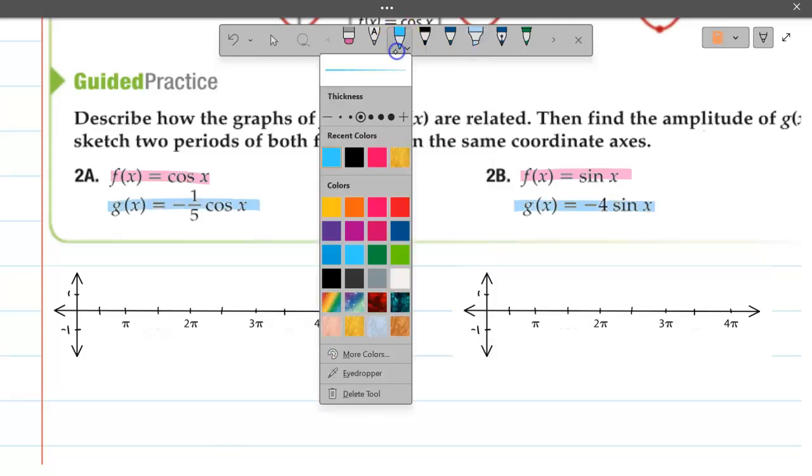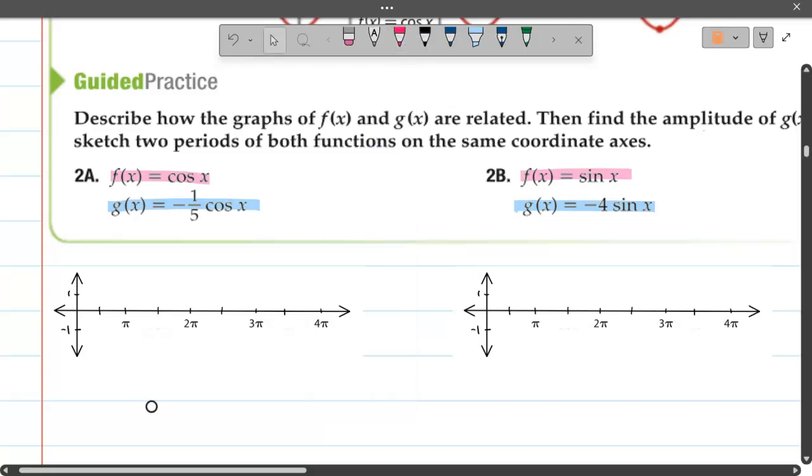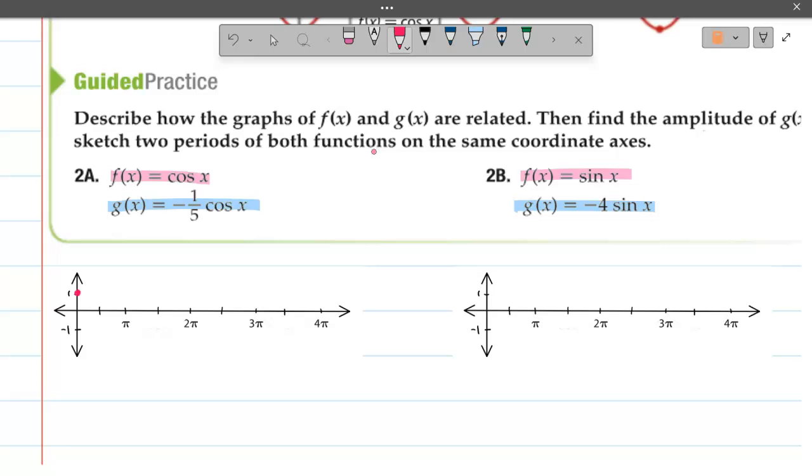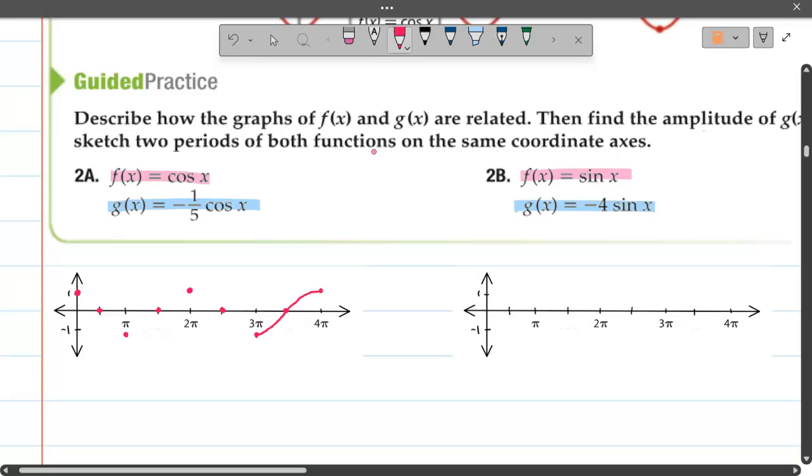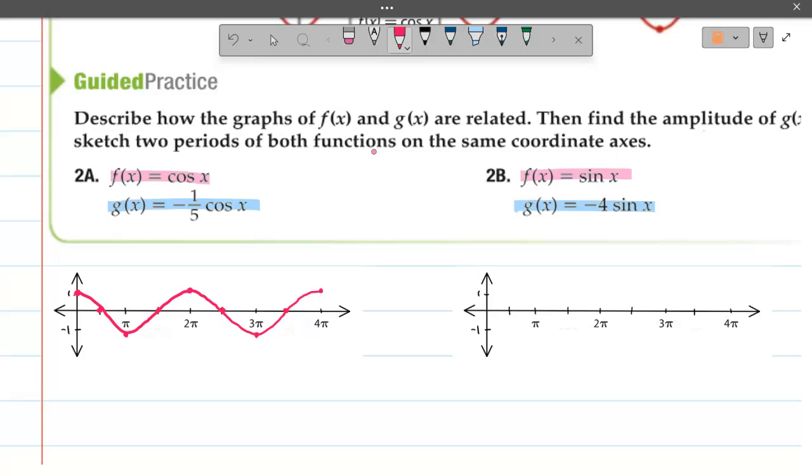So I'm going to grab my pink to stay consistent so we know which one's which. f of x is cosine. Cosine does not go through the origin. It starts up here at 1, comes down to 0, -1, 0, back up to 1, 0, -1, 0, back up to 1. So connecting these as smoothly as possible with a nice cosine curve, we get our graph.